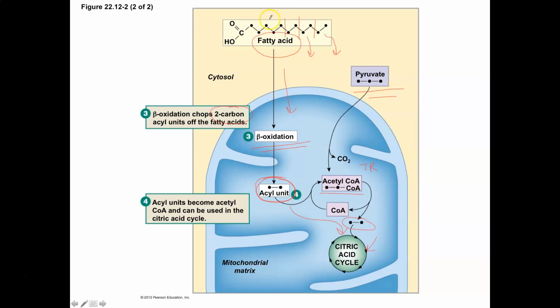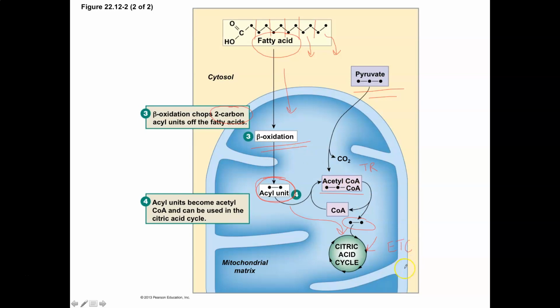The next 2 carbons, the next 2 carbons, the next 2 carbons. So beta oxidation is a very powerful process because we can keep generating these 2 carbon subunits, and we can keep inserting them into the citric acid cycle and thus essentially generate energy from the electron transport chain.